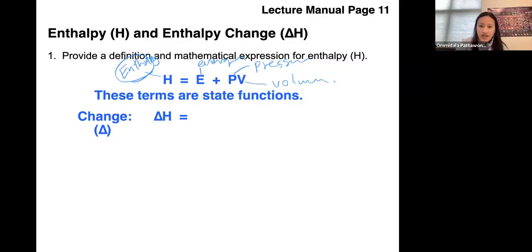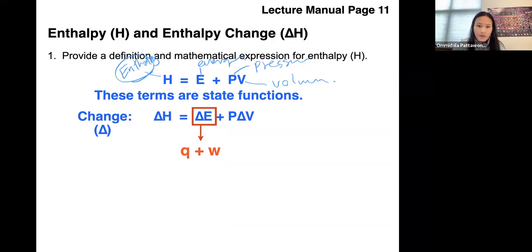Okay, so the change, because they are state functions, we're going to do the change of enthalpy of the final state minus initial state. So you're going to get the delta H. Same thing with the delta E, and then P and V. You can do only the change of volume, okay, because the pressure is the atmospheric pressure, it stays constant. Okay, so again, the keyword is under constant pressure.